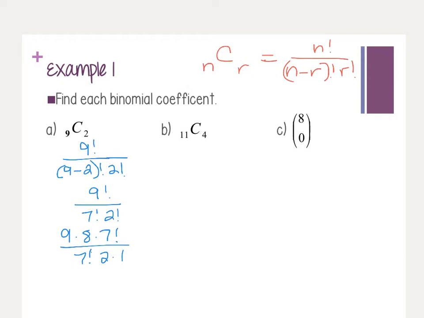Then simplify. So the 7 factorials cancel out. 2 goes into 8 4 times. And I end up with 9 times 4, which is 36. You try B.